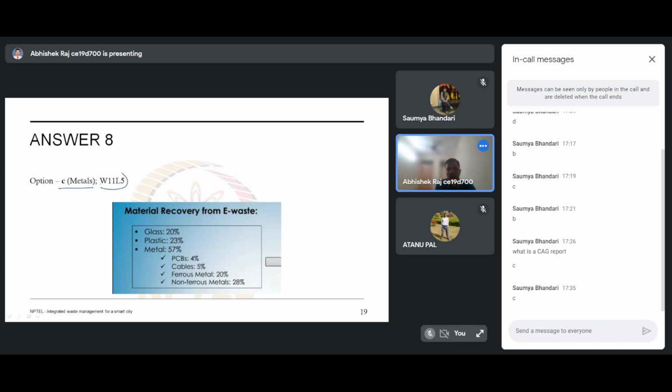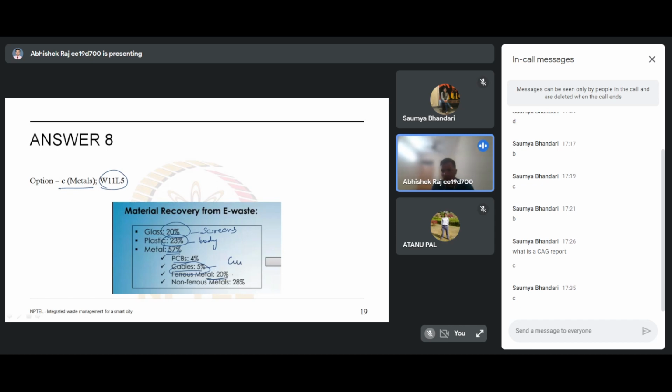So we can refer to the fifth lecture of this week. Here we can see the approximate distribution of e-waste. Glass is around 20%. This is used in the screens. In plastic we have around 23%. It is used in the body, in the framing. Metals we can have 57%. This will include PCBs, cables. Cables also will have metal, basically copper. Copper is a non-ferrous metal, so that will also go into the metal category.